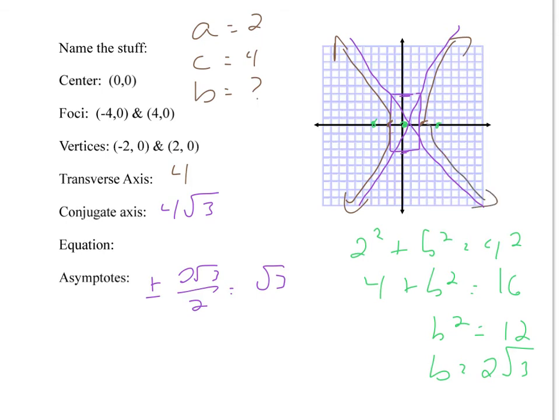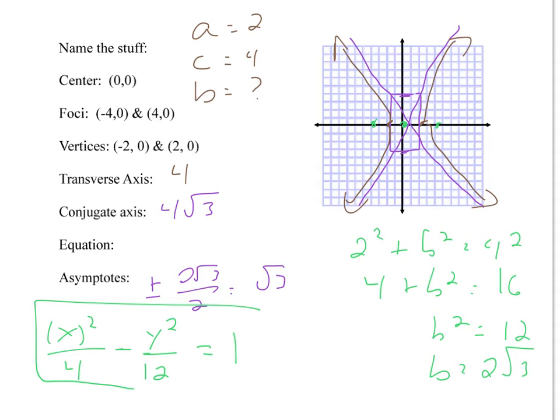Okay, and my equation, and I'll write that down here at the bottom, I'll do that in green, is going to be, I know it's horizontal, so it's x minus h squared, which is x minus 0 squared, so x squared over a squared. Well, a in this case was 2, so this is 4, minus y minus k squared, k was 0, so that's just y squared, over b squared, b was 2 root 3, which is root 12. If I square that, I get 12, is equal to 1. So there's my equation of my hyperbola.